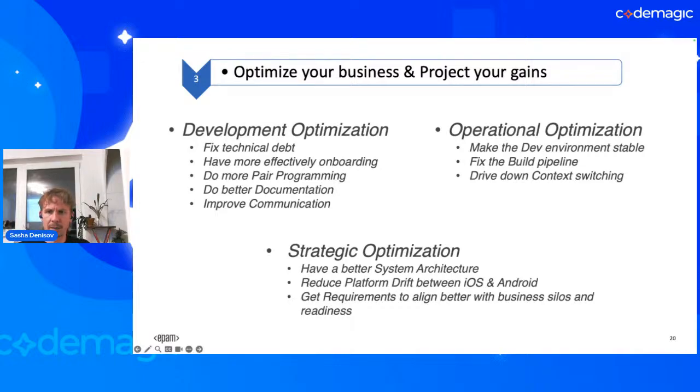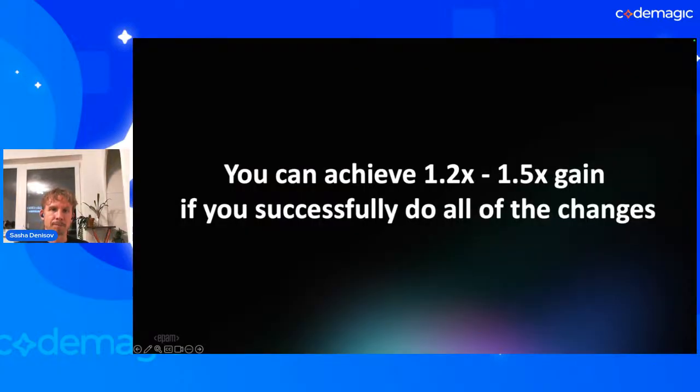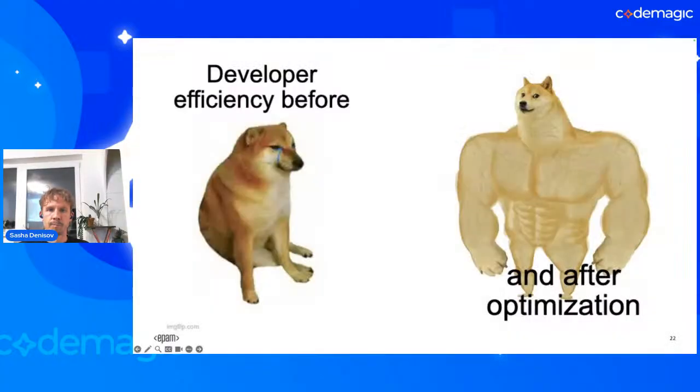So let's just do such optimization and everything becomes better. Usually this is a number. You can have a 1.2x to 1.5x gain if you successfully do all these changes. This means that every one worker will give you 1.2 to 1.5 times more than they previously did.